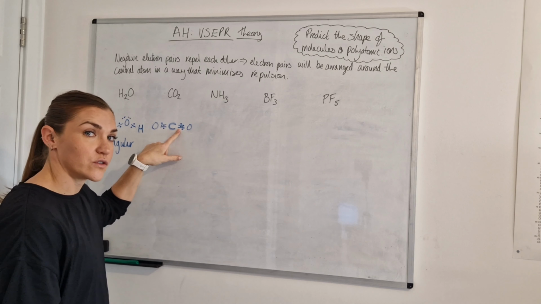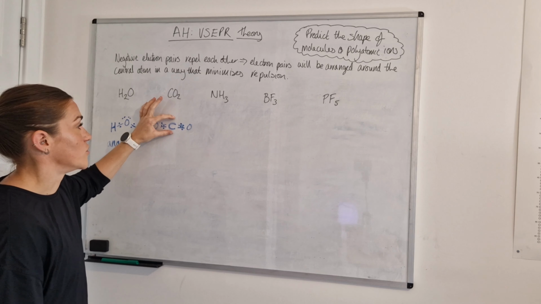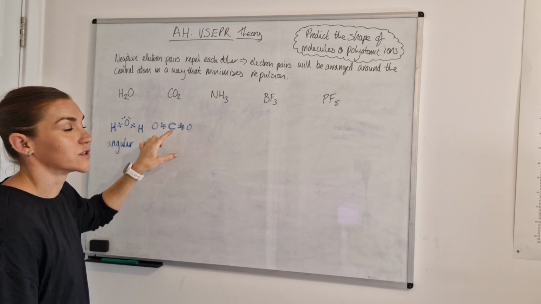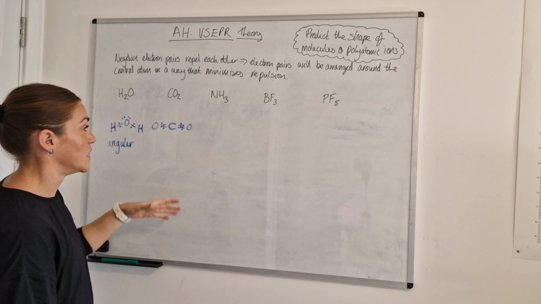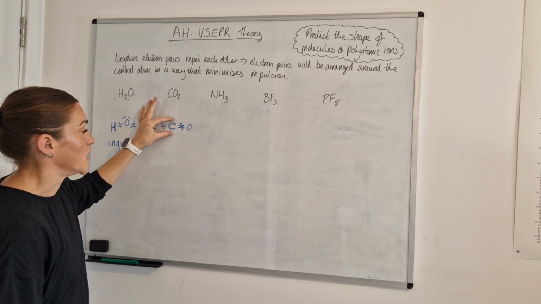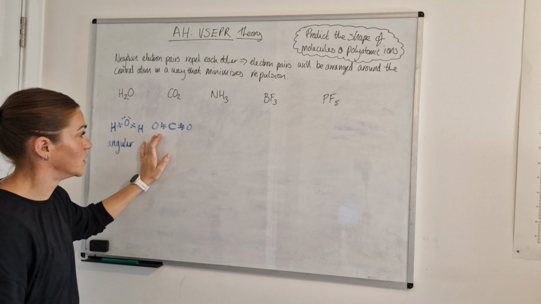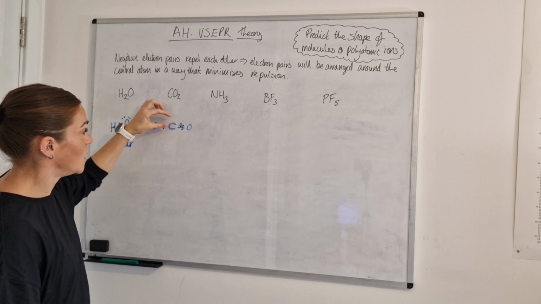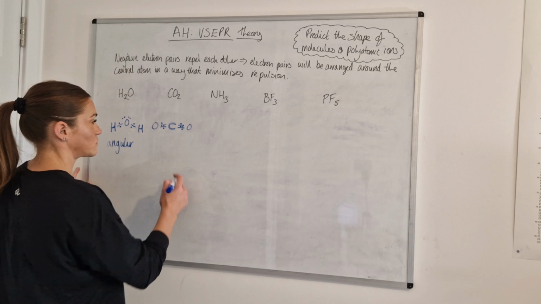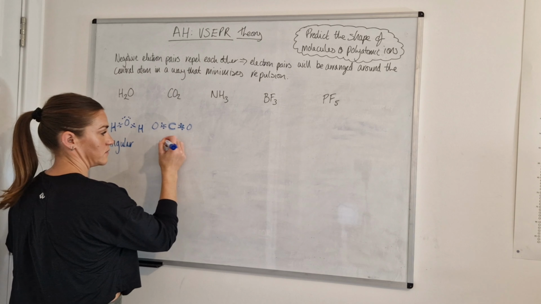It only has 4 valence electrons because it's in group 4, which means there are no more electrons around this central carbon atom. It had 4 to start with, and it's given away 4 to make those 4 bonds, so there are no lone pairs around this central carbon, which means this is the finished structure, if you like. There's no electron pairs up here to cause any repulsion. So this is linear because it's in a straight line.